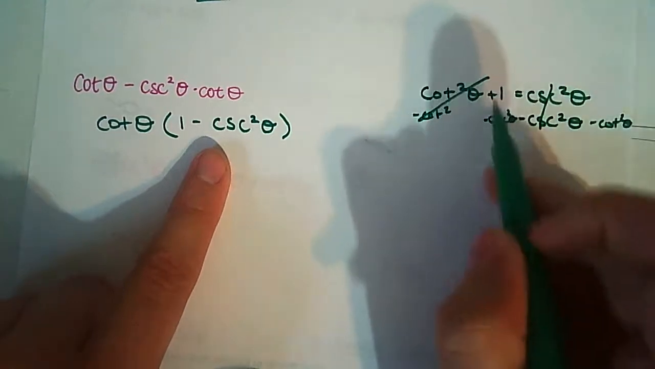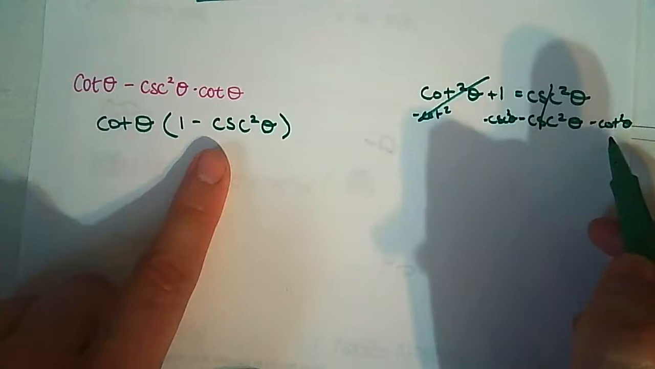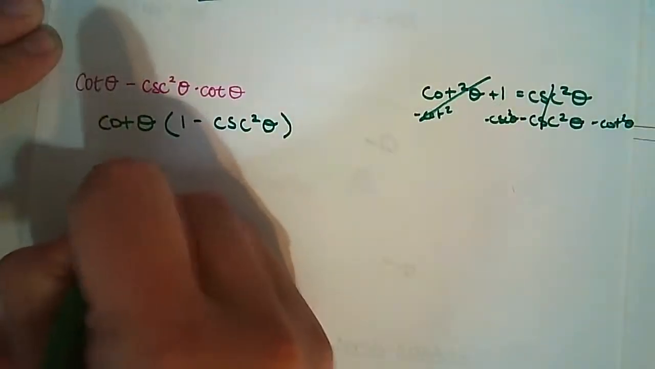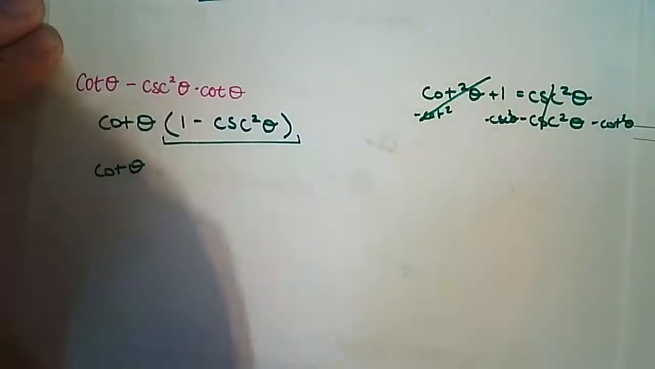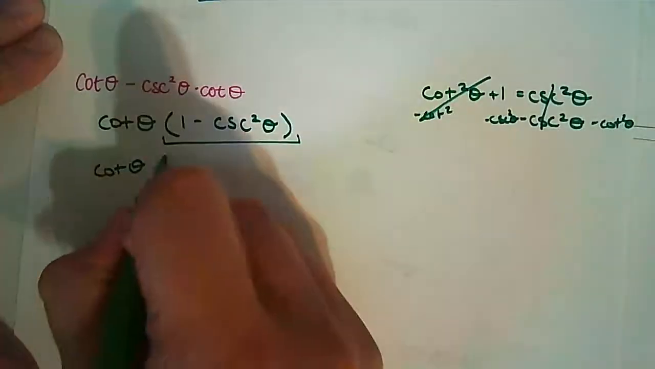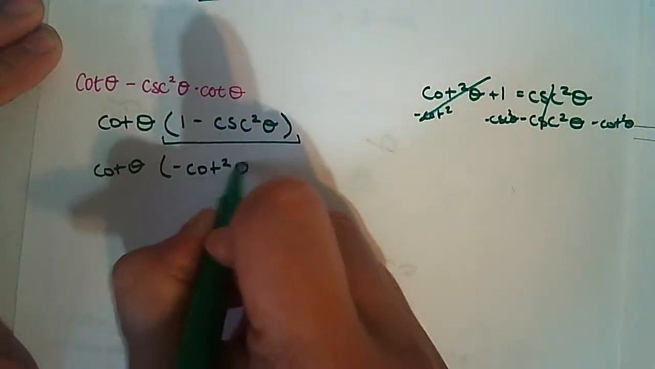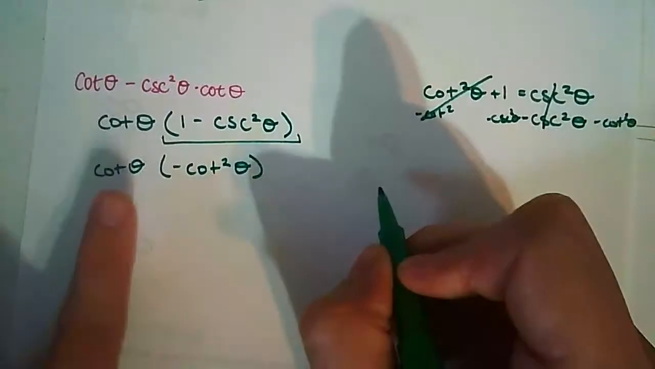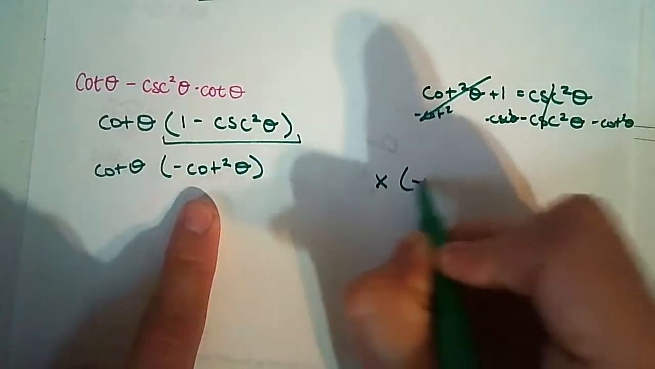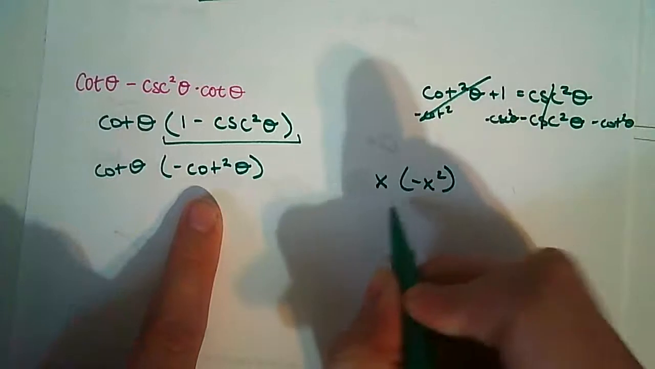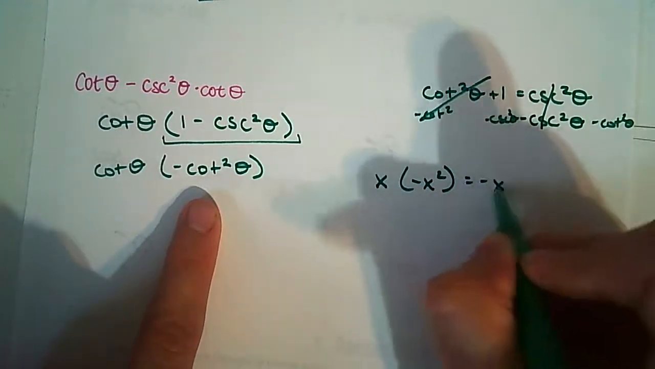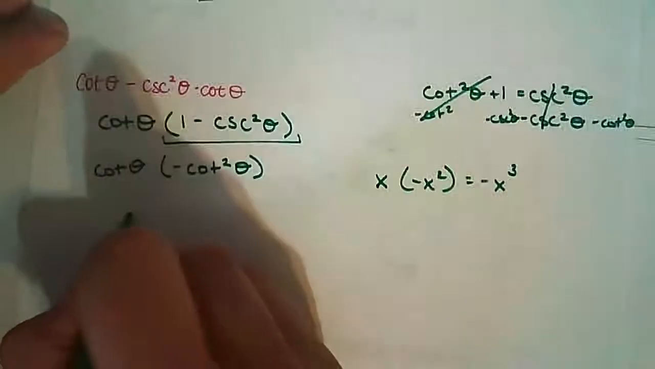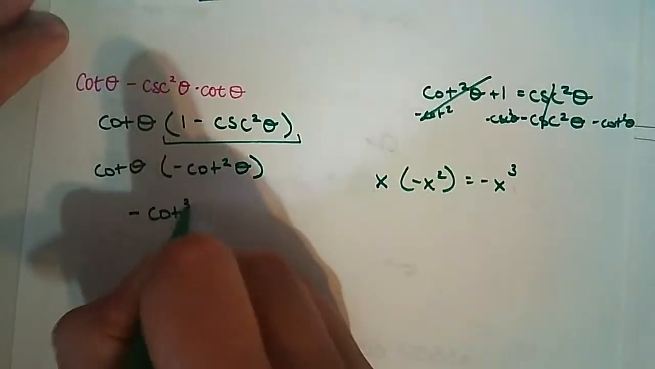So it looks like 1 minus cosecant squared is really negative. That negative is important. Negative cotangent squared. So I'm going to replace this whole piece with negative cotangent squared. And now if you want to think of it in terms of the x, we could write this as x, and this would be negative x squared. X times negative x squared is a negative x cubed. So cotangent times negative cotangent squared would be a negative cotangent cubed.